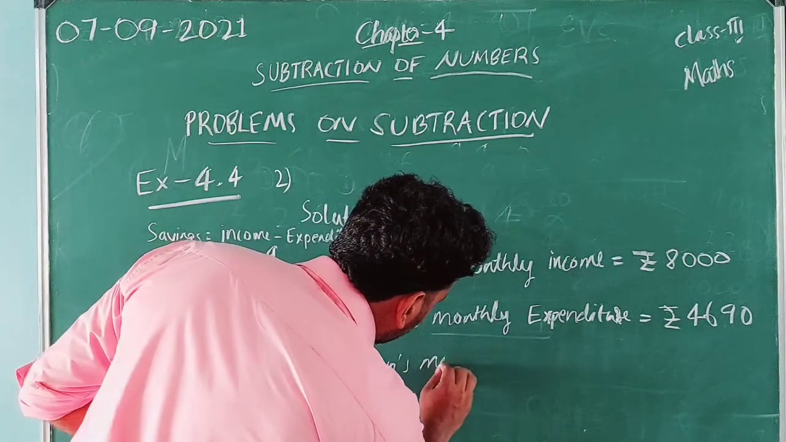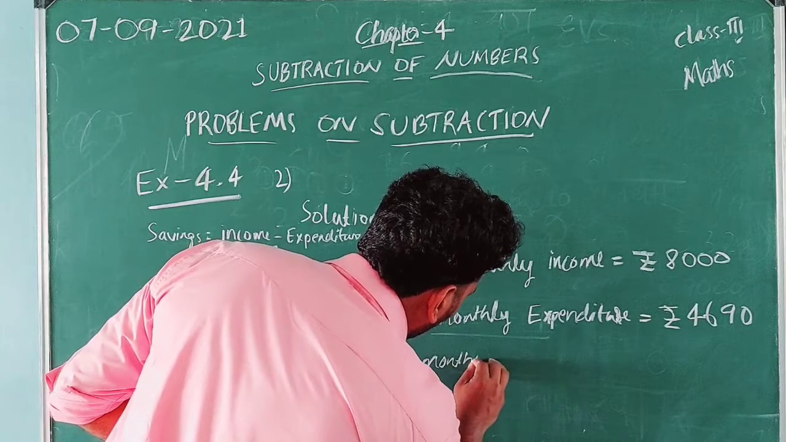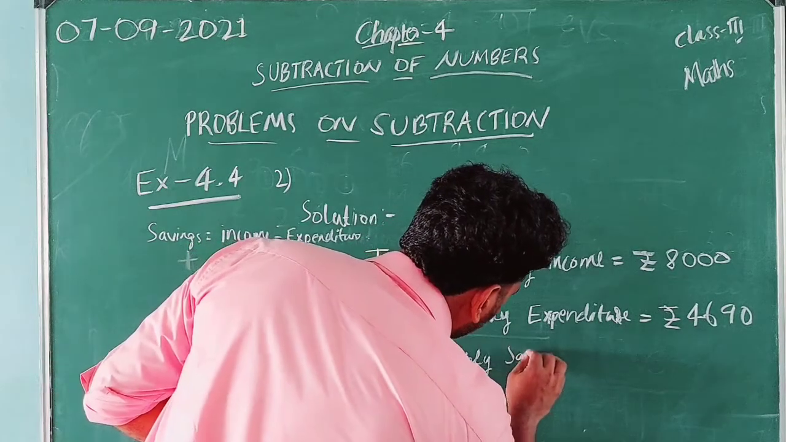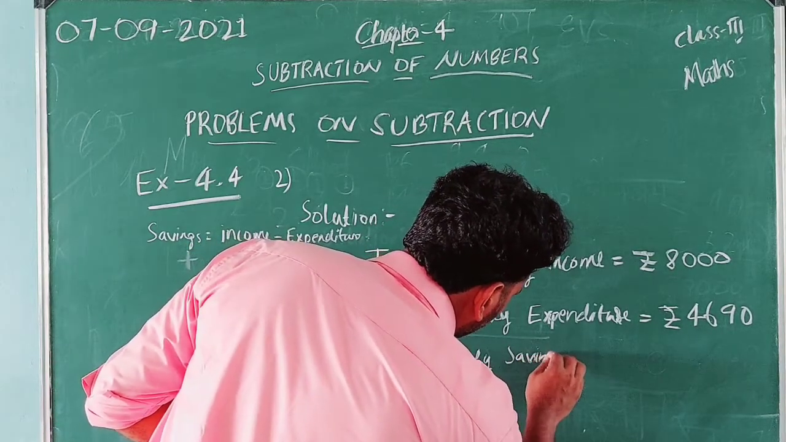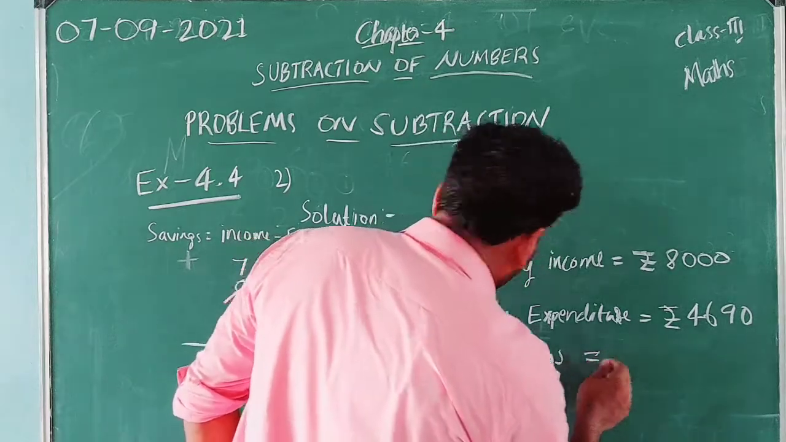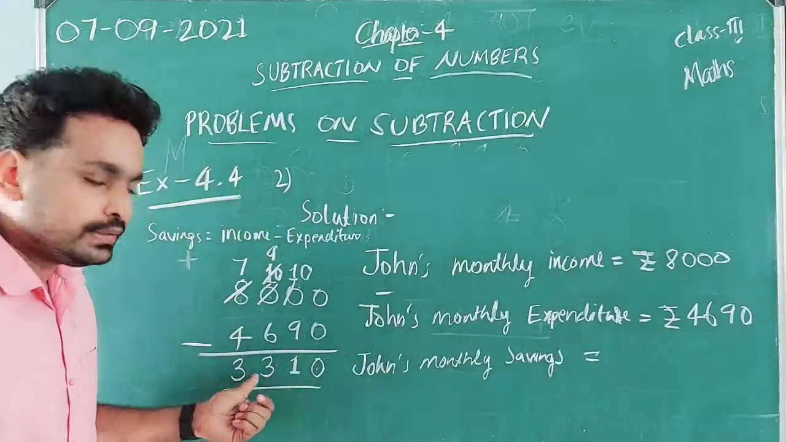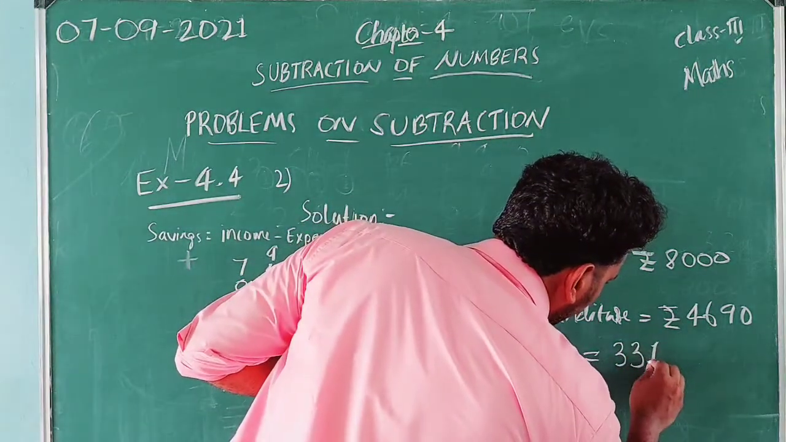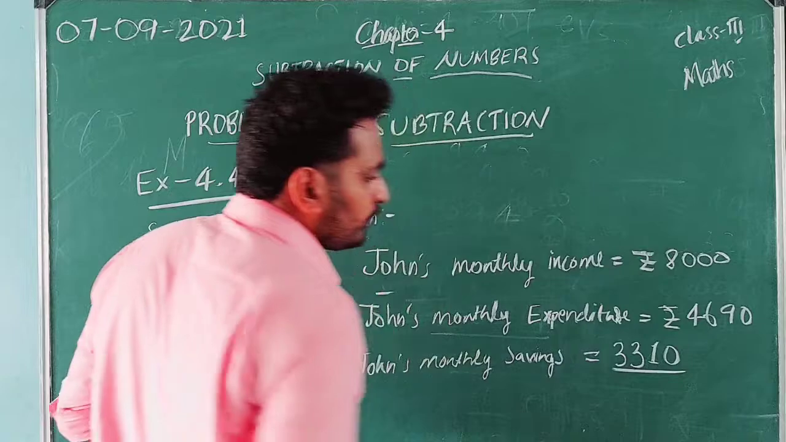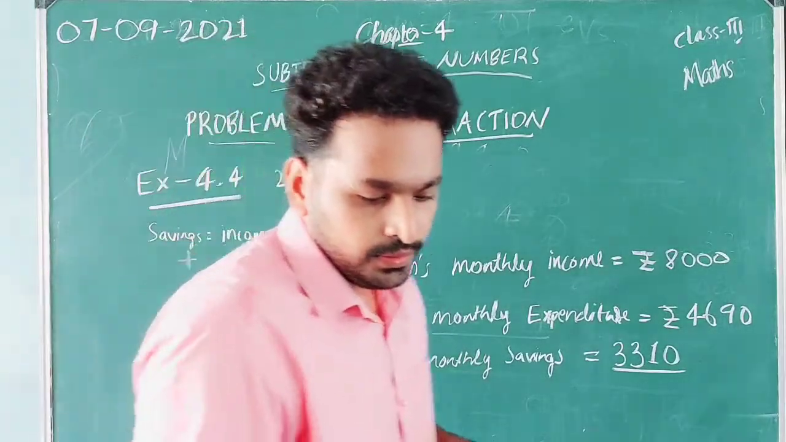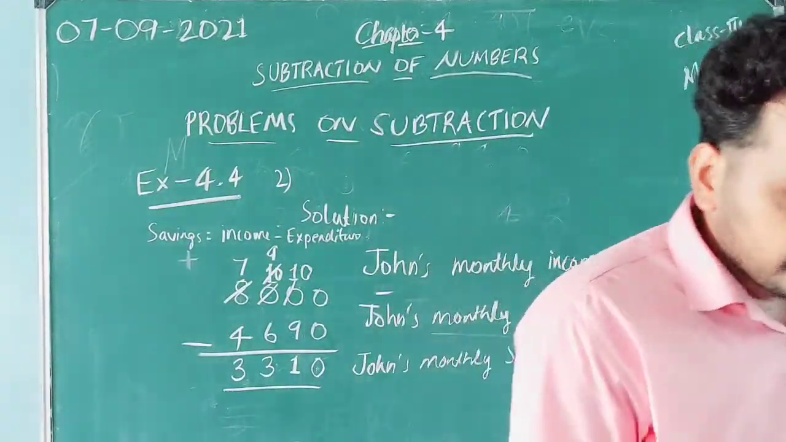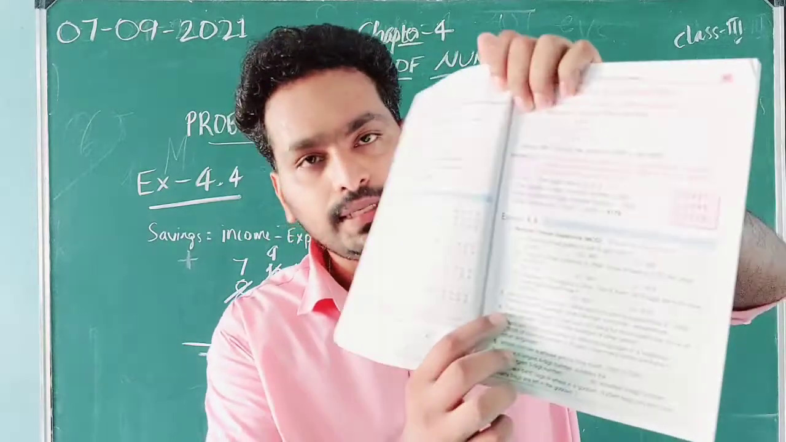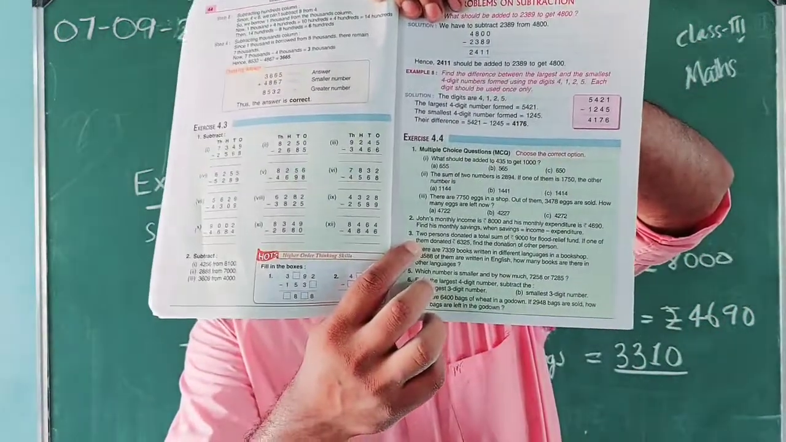So let us write, John's monthly savings is equal to 3,310. Got it? So students, please do question number 3 as homework. Question number 3. Please do this question number 3.